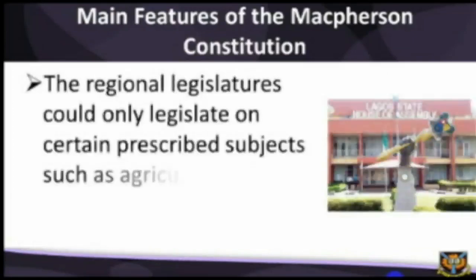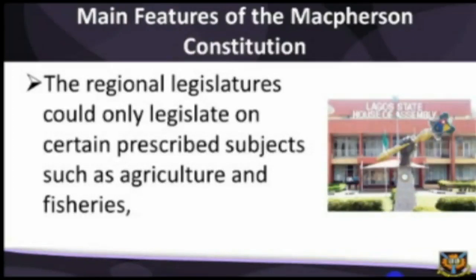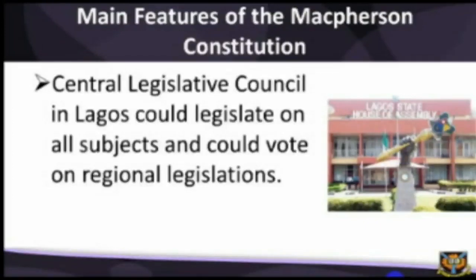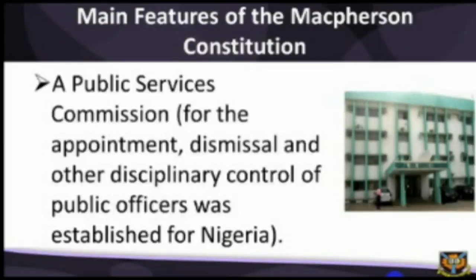The regional legislatures would only legislate on certain prescribed subjects, such as agriculture and fisheries, education, town and country planning, native courts, direct taxation other than income tax and company tax, local government, among others. The Central Legislative Council in Lagos could legislate on all subjects and could vote on regional legislations. A Public Services Commission for the appointment, dismissal, and other disciplinary control of public officers was established for Nigeria.